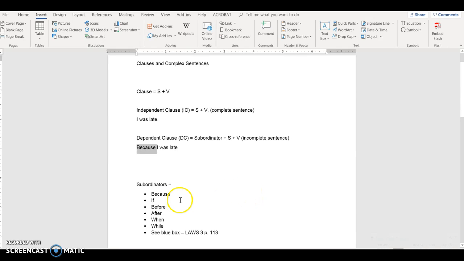Subordinators are words like because, if, before, after, when, while, words that tell us when something happens, why something happens, the purpose of an action, or the conditions under which an action can occur. There's a blue box in your textbook on page 113 that actually gives you a nice list of subordinators and some examples of how to use them in sentences. So take a look so that you can start memorizing them and learning how to use them.